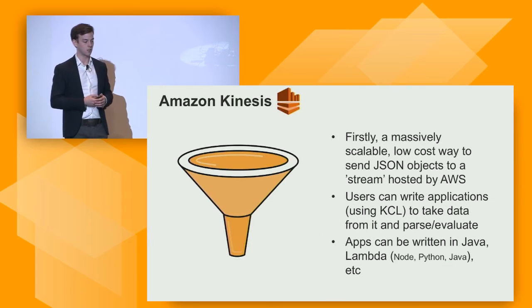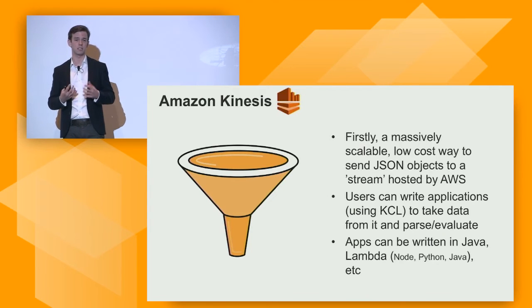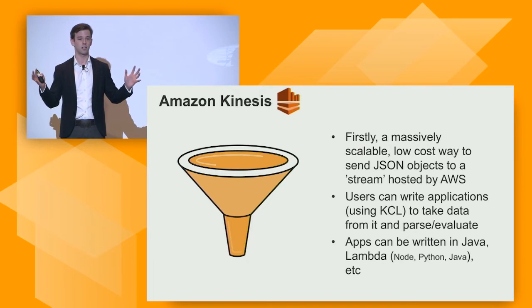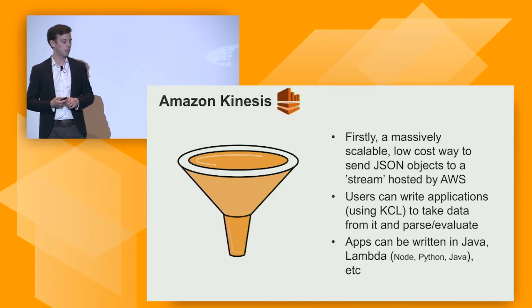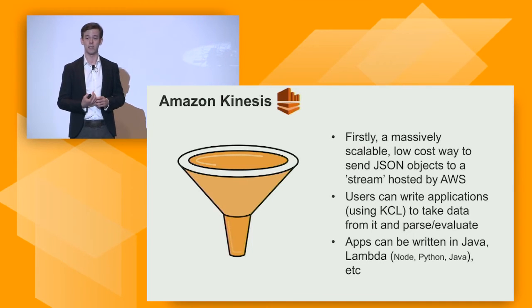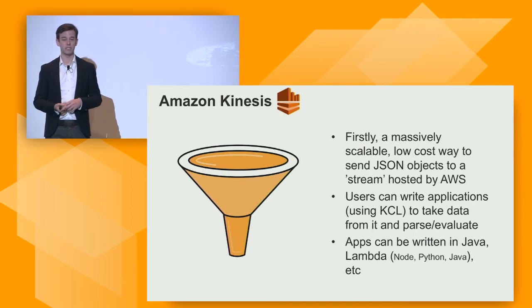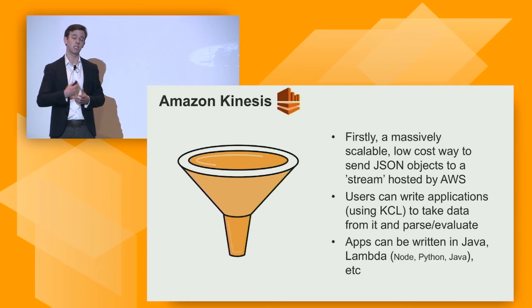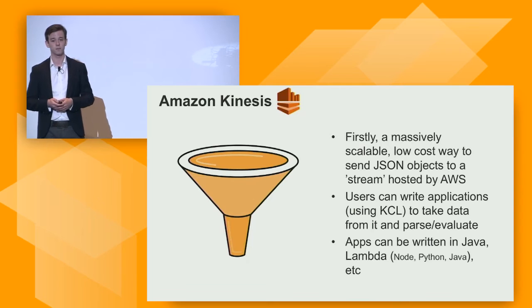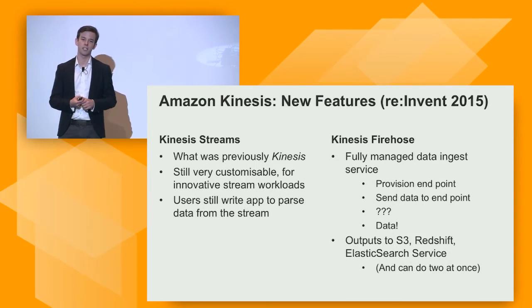So what I'm going to talk about is, first of all, Amazon Kinesis. You may be familiar with this service, a stream processing service. It allows you to very quickly scale to huge amounts of JSON objects incoming. And you can write applications in what we call KCL, the Kinesis Client Library, to take data off that stream and actually parse it. Apps can be written in Java or many of the Lambda-compatible languages like Python or Node. And this is fantastic. However, you still have to write an application.